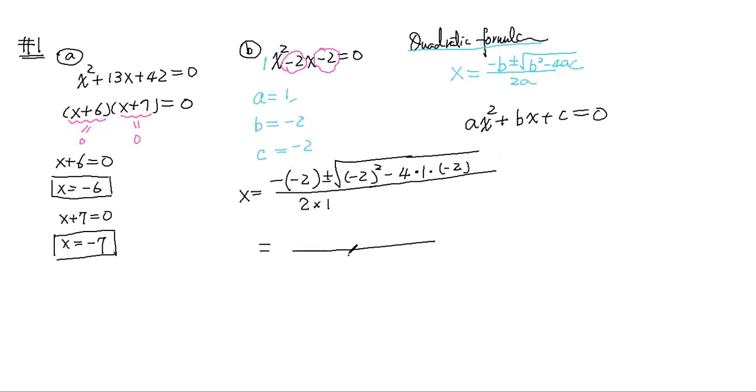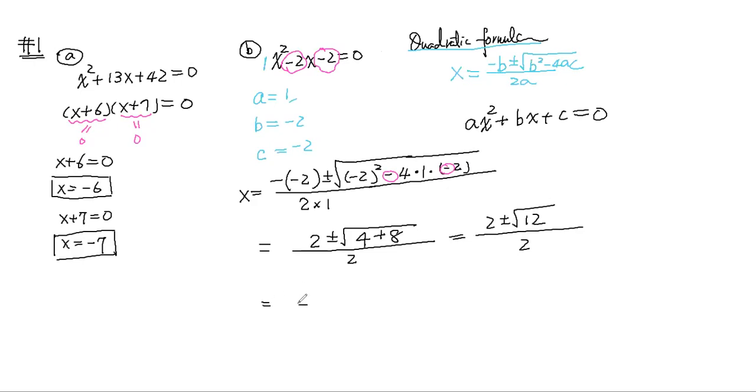Okay, so 2 times 1 is 2, right? Negative negative becomes positive 2. Then it's plus or minus. Negative 2 squared is what? It's a positive 4, right? Then here you have negative negative, so it becomes positive again. So it's plus 4 times 2, which is 8. So you have 2 plus or minus the square root of 12.